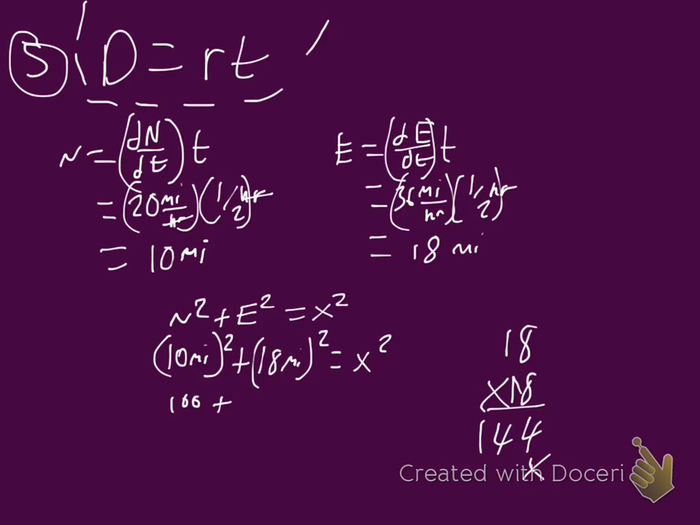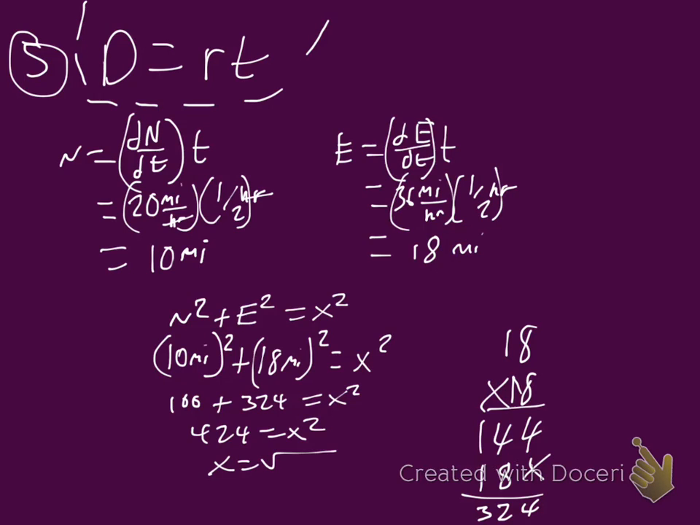144, 8, 1. So 4, 2, 324. So 324 equals x squared, and then you add them together. Interesting. Square root of 424.